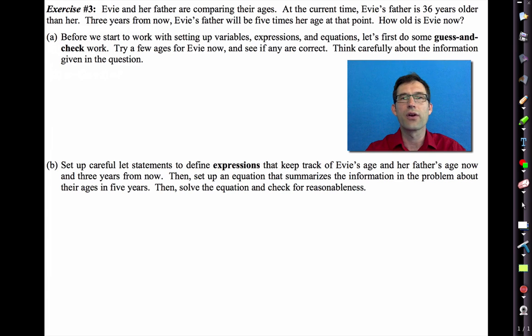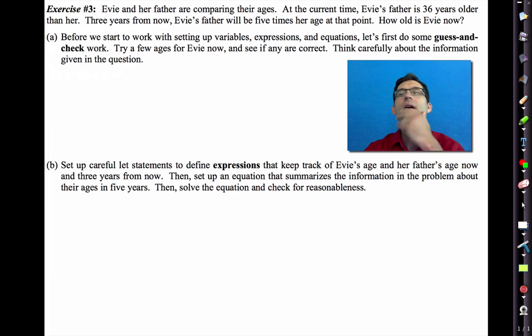Evie and her father are comparing their ages. All right, so Evie and her father are comparing their ages. At the current time, Evie's father is 36 years older than her. 3 years from now, Evie's father will be 5 times her age at that point. How old is Evie now?